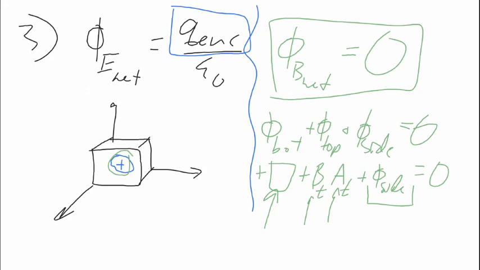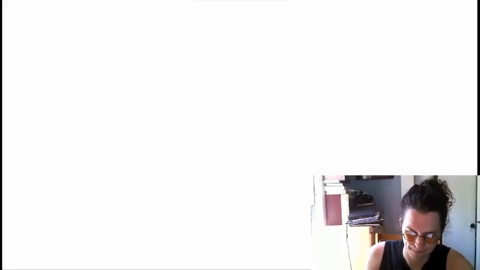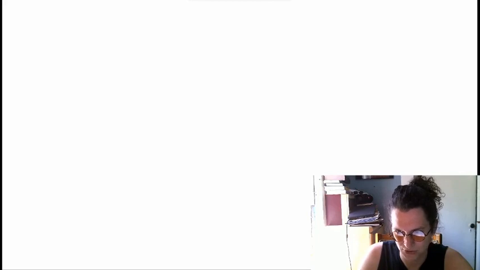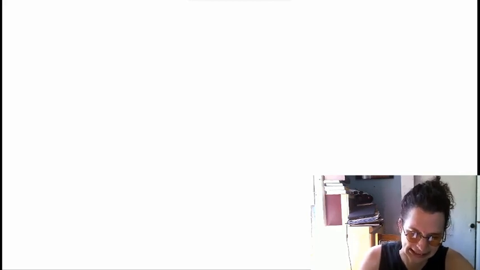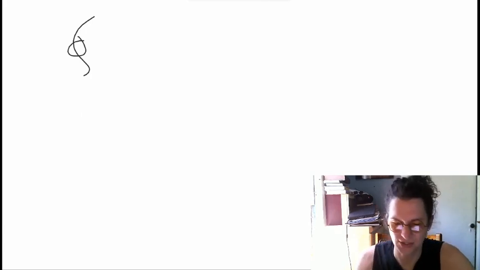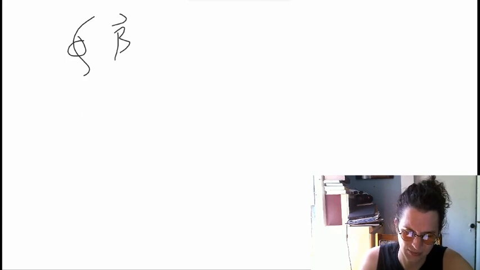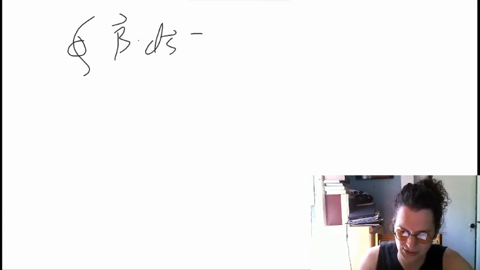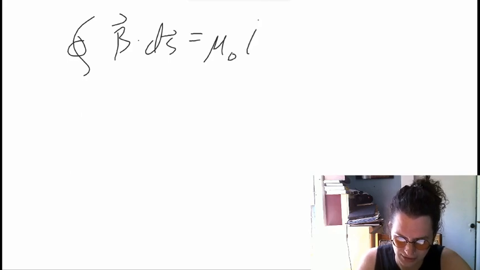All right, now we're going to jump into the idea of induced current and the magnetic field that is generated by the induced current. Okay, so where to start? Let's start with Ampere's law, which I wanted to pause there because I'm not sure we've actually explicitly defined this. The integral of B dot ds is equal to mu naught times the current enclosed.